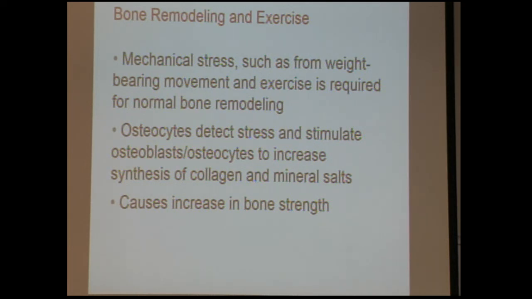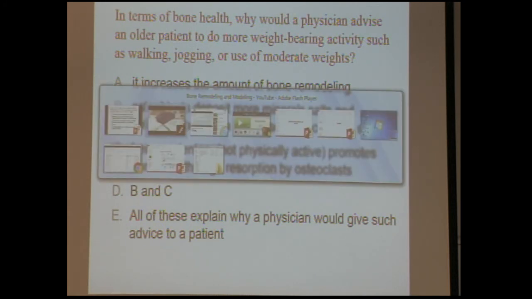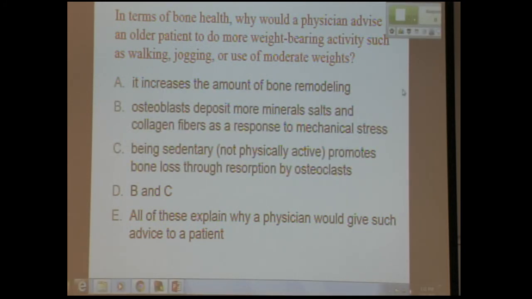Walking, running, all those things help the lower limb bones get stronger too. That's because those osteocytes can tell that bone's being tugged on, and they'll actually cause more collagen and mineral salts to be deposited in that bone. So it becomes denser. The denser it is, the stronger it is. All right, so based on that, why do you think doctors tell older people to do more exercise, like walking, jogging, moderate weights?